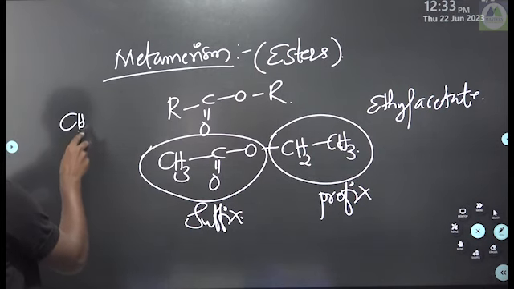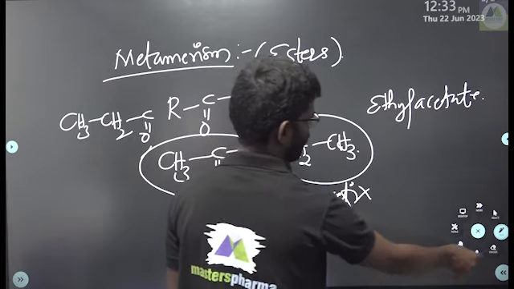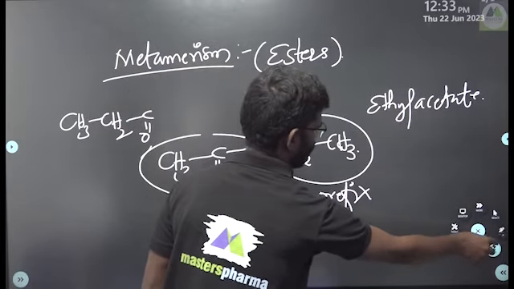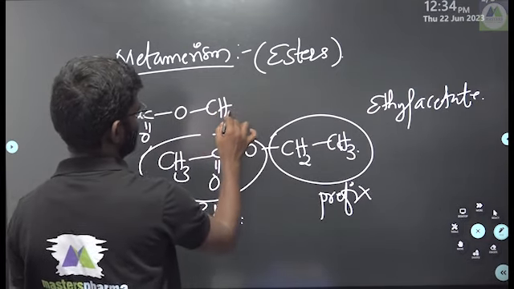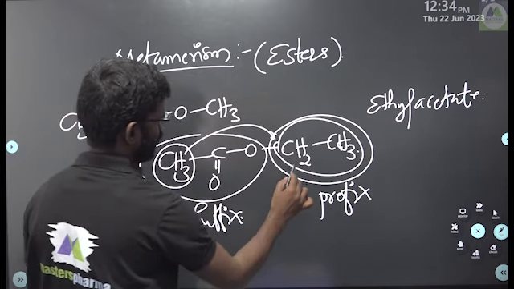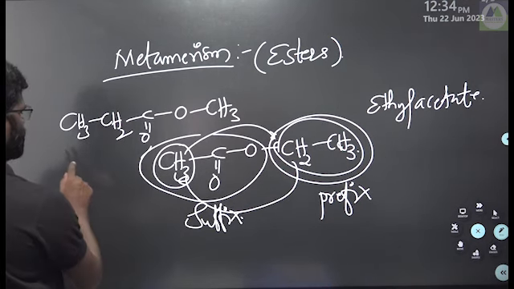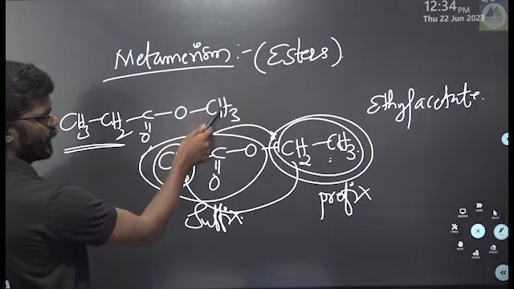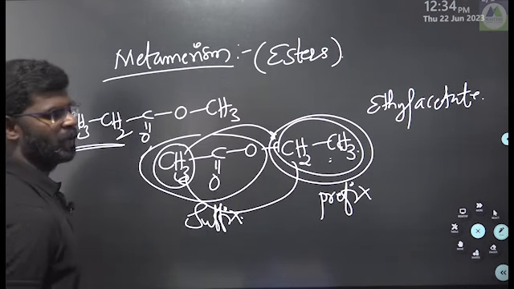For example, I am going to write the structure like this: CH3, CH2, C double bond O, then O, then CH3. I just shuffle this molecule to this area, and one is replaced by another. So CH2, CH3 here and CH2, CH3 there. Next, C double bond O, O, CH3. Just reverse the structure. This belongs to metamerism.